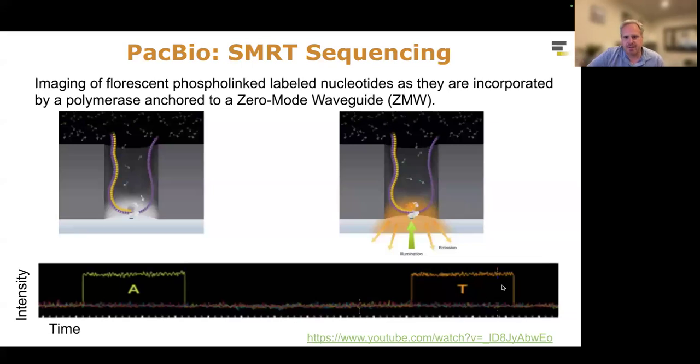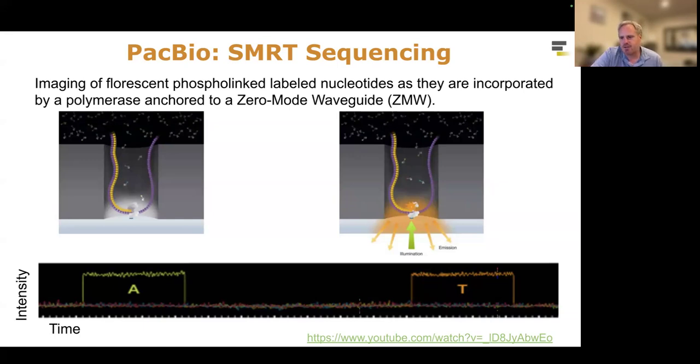A really nice property of this, because we're observing single molecules of DNA, is that there's no degradation in signal. Whereas with Illumina sequencing, the quality tends to deteriorate over time. Here, the sequencing accuracy is quite consistent. You get consistent accuracy from the first base to the 100th base, to the 1,000th base, to the 10,000th base, and beyond.